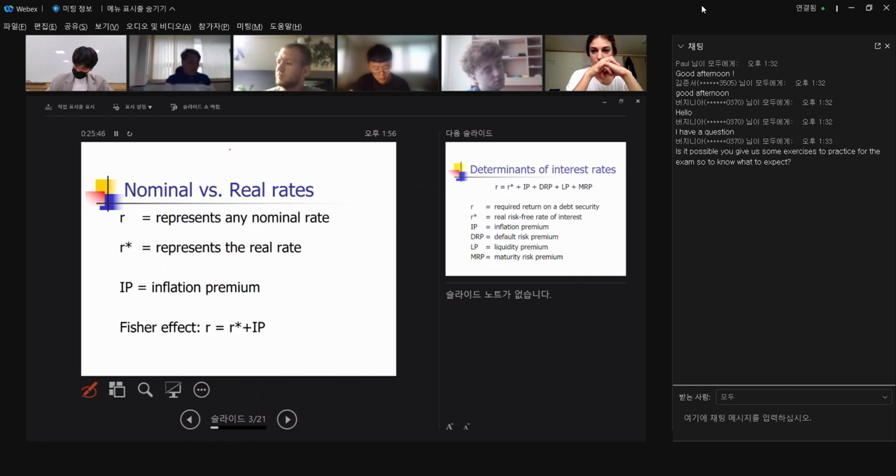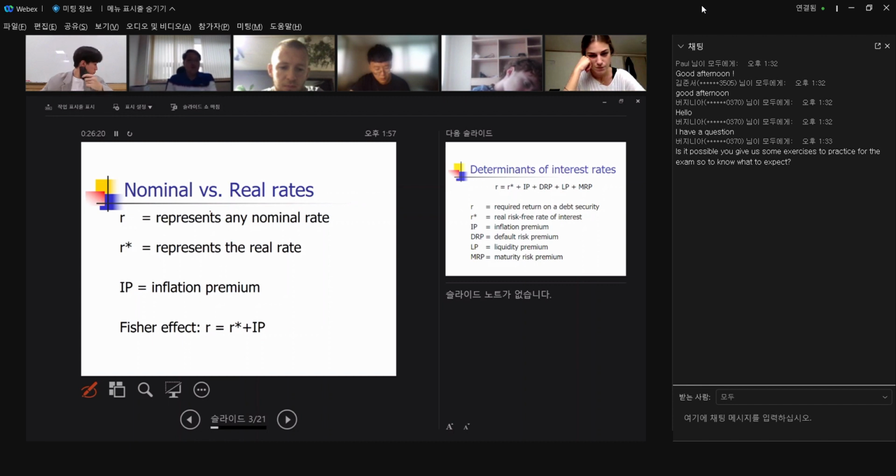It's full now. Okay, so nominal interest rate and the real interest rate. You need to distinguish the real interest rate from the nominal interest rate. If you take a look at page number 240, equation 7 point, I will explain later on. Before we talk about determinants of interest rate, you need to know what nominal interest rate is, what real interest rate is.